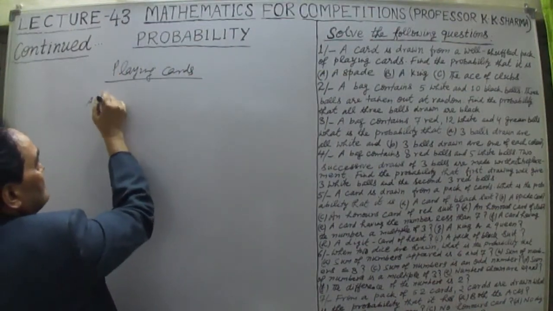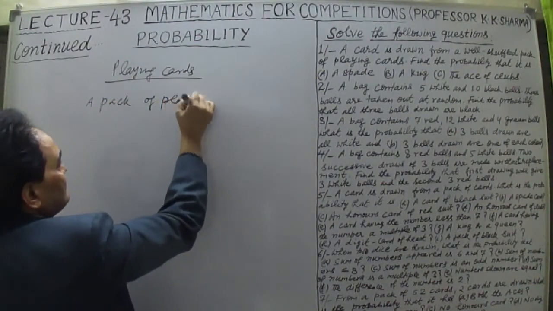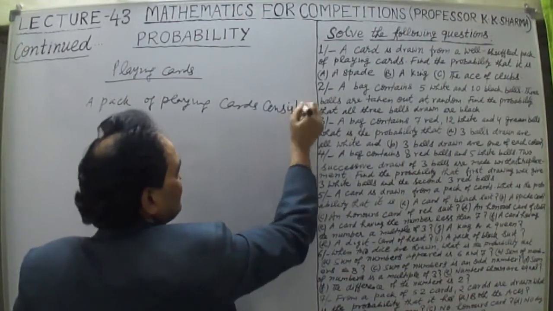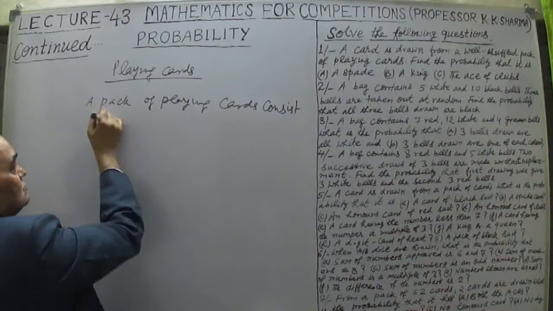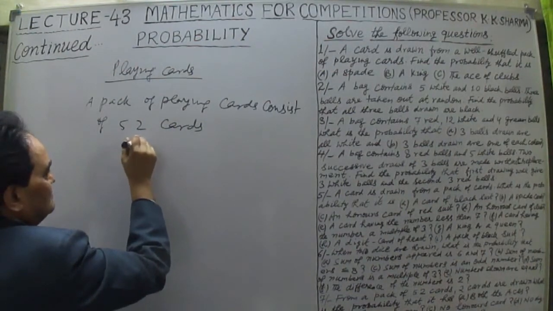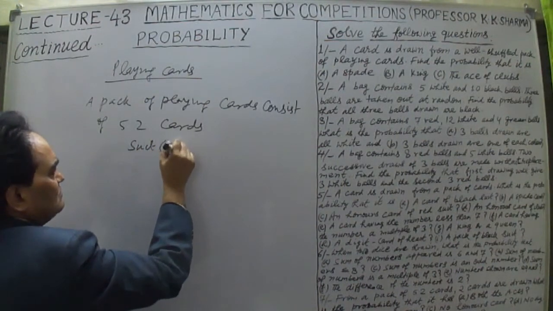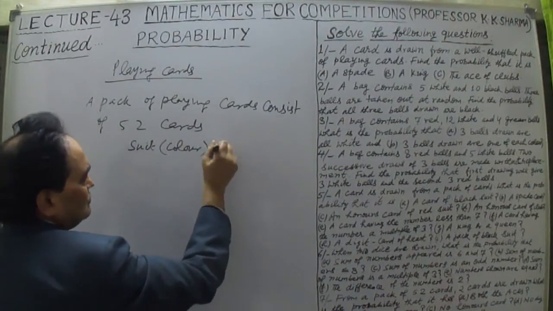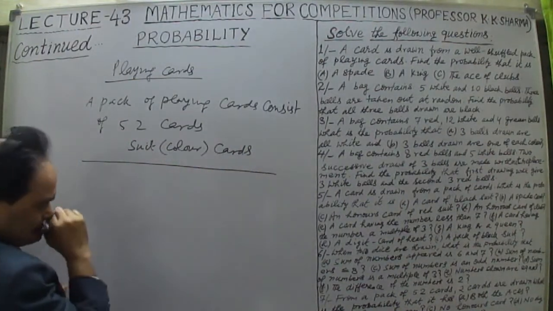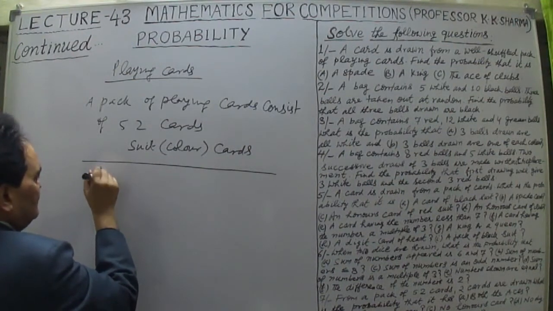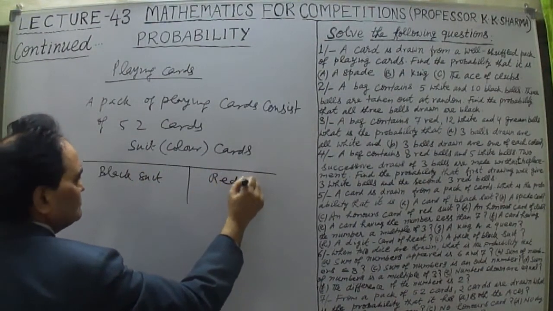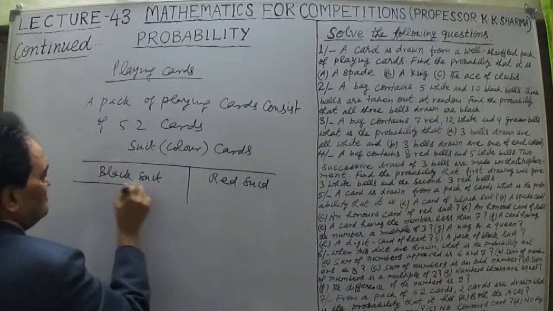A pack of playing cards consists of 52 cards. Now the suit of each card: suit means the color or type of these cards. Basically there are two colors. First let me take black suit, and second is red suit. Black suit and red suit.